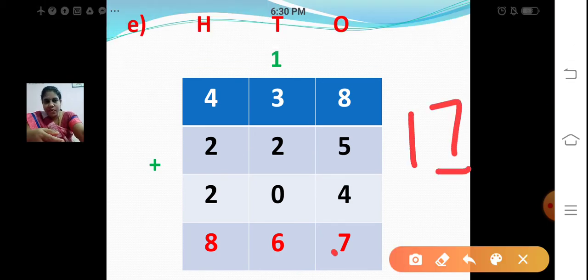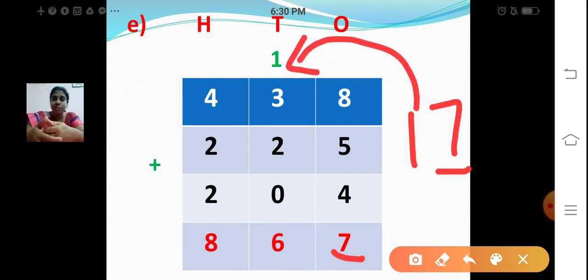Write 7 in the ones place. This one I am carrying over to the next place. What is the next place here? Tens place. So 17 is a 2-digit number. So write 7 in the ones place and 1 you have to carry over to the tens place.